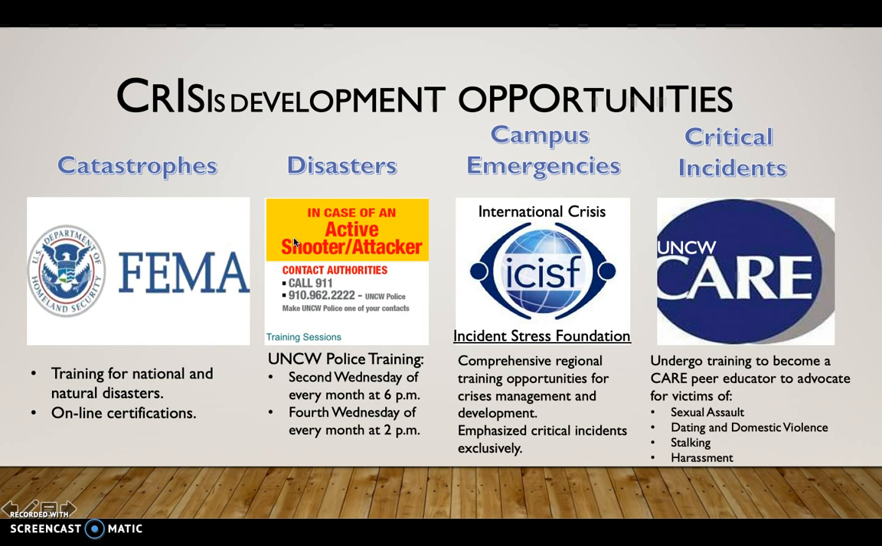Here are my areas of opportunity for development. First is FEMA. You go online, they have training for national and natural disasters. You can get online certifications. You can set it up to where your school or your department can receive it. For disasters, I'm putting active shooters in this category because any active shooter now does permeate the campus boundaries. If there's an active shooter at UNCW, it affects the whole community. And the UNCW police offer training every second Wednesday and every fourth Wednesday of the month. It's very short. There's really no reason that we shouldn't be able to go at least once or twice to these trainings.